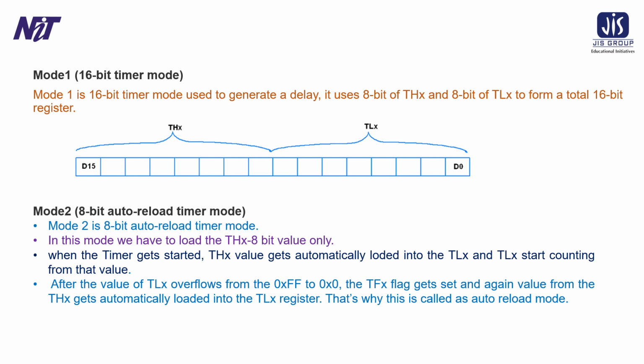So what is this? I'll explain it once again. After the value of TLX overflows from FFH to 00, the TFX flag gets set, and the value from THX gets automatically reloaded. That means when TLX overflows in mode 2, the THX value is automatically transferred over here.